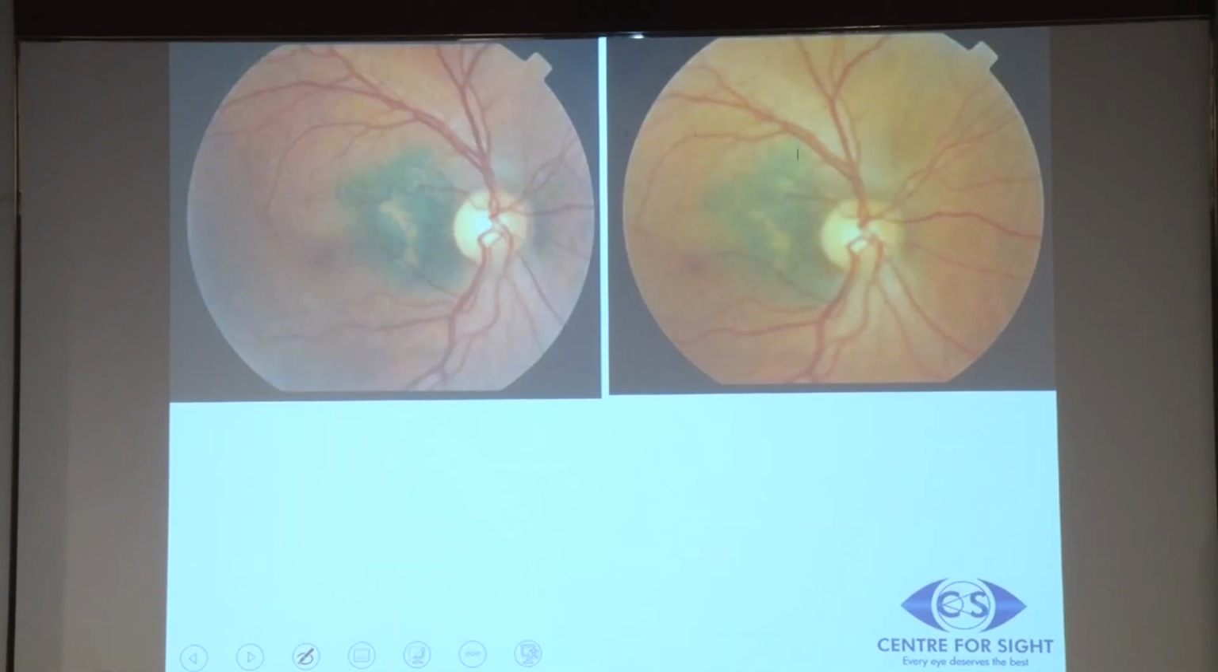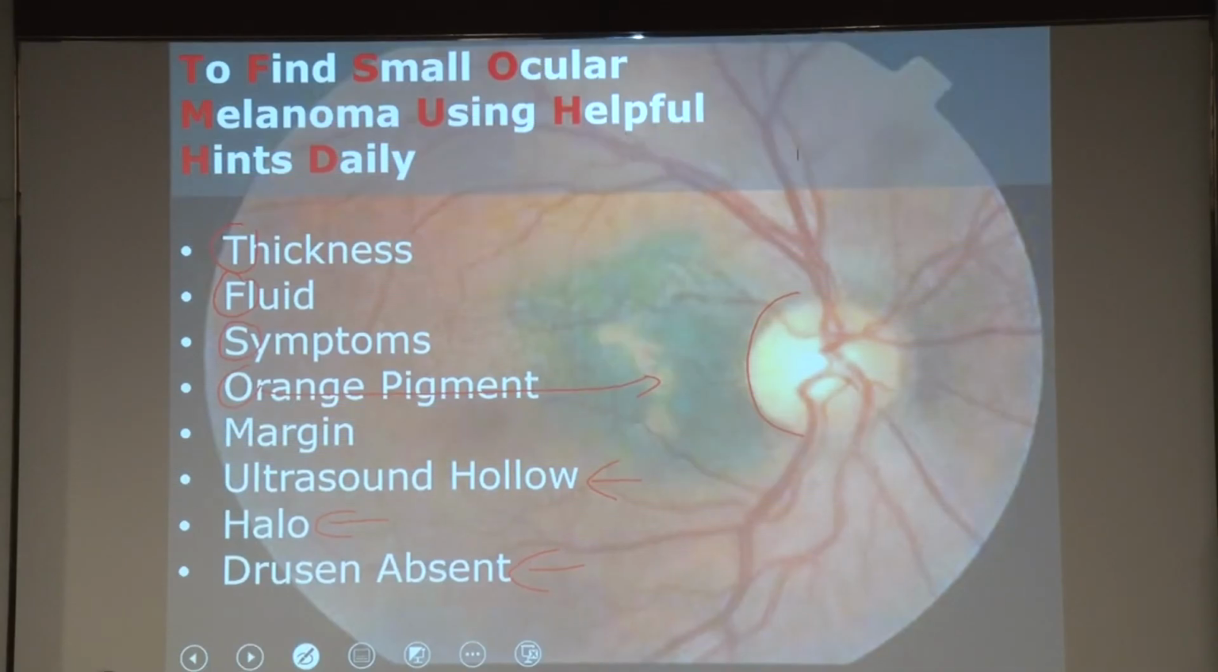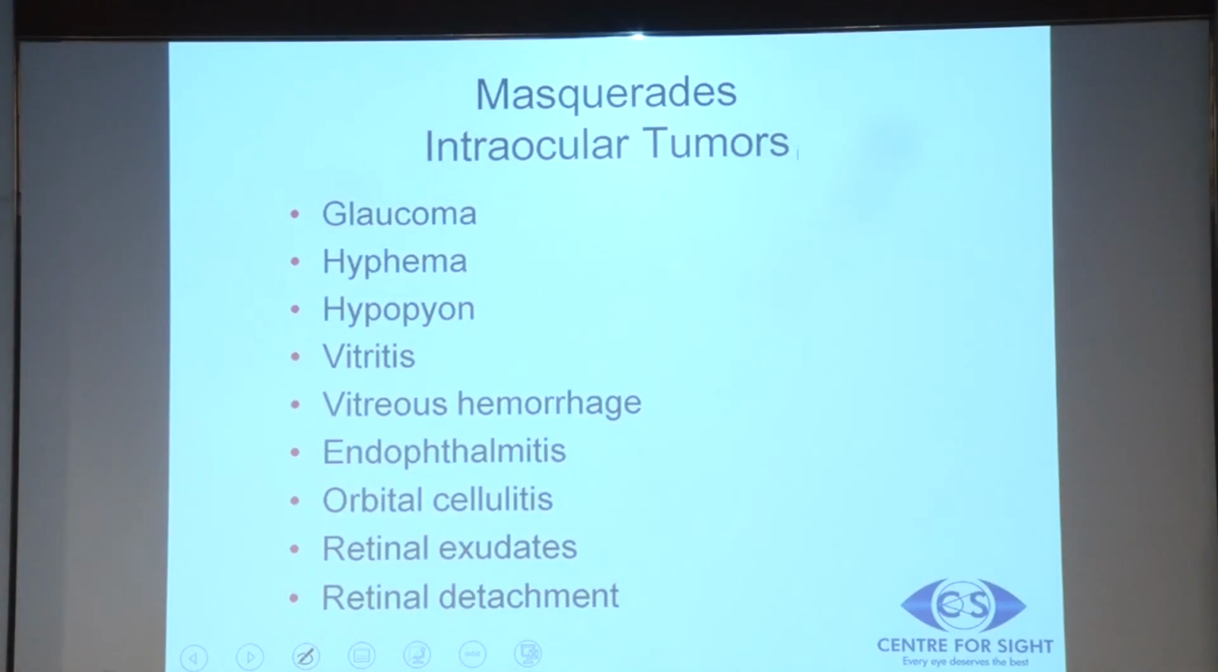So if you're looking at it and thinking that it was a nevus, over a period of time you can actually see that it has grown. This patient has all the features that have been elucidated in this slide. So if you look at these features and find them, then you should suspect that the patient actually has a choroidal melanoma. So these were the masquerades of intraocular tumors which I tried to highlight in this short talk. Thank you so much.